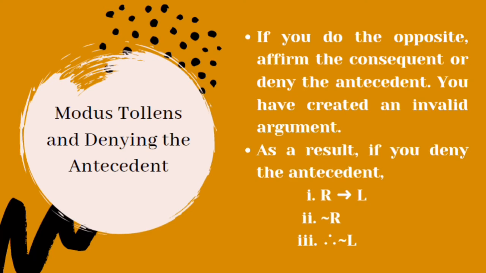As a result, if you deny the antecedent: premise 1, if R, then L. Premise 2, not R. Conclusion, therefore not L. This argument is invalid. It is referred to as denying the antecedent. It is often mistaken for modus tollens. Remember that if you affirm the consequent or deny the antecedent, your argument will be invalid.